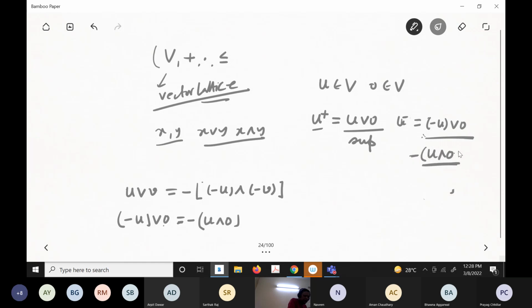Did you understand? Why should it be minus? Then the minus part, it should be positive. You are taking the supremum of minus u and 0. You should check that. This is minus u. I think this is all right, right? It should be. You check that.